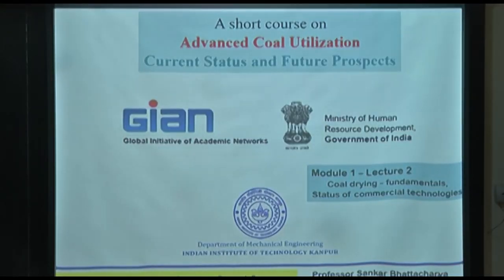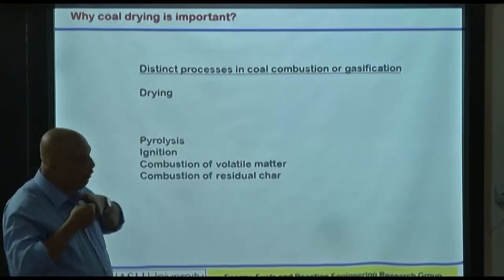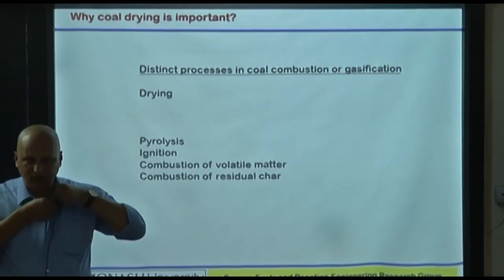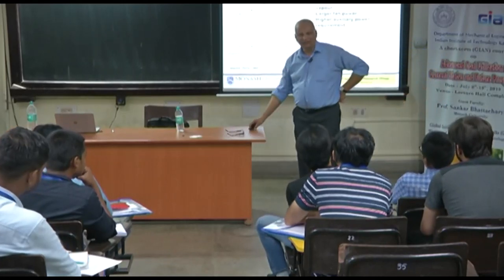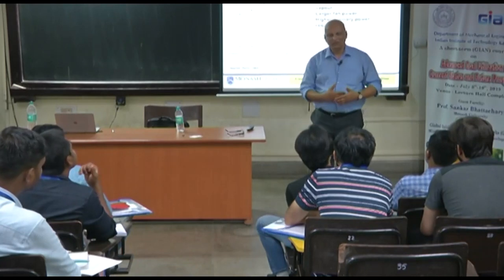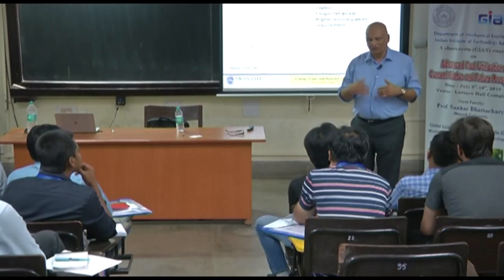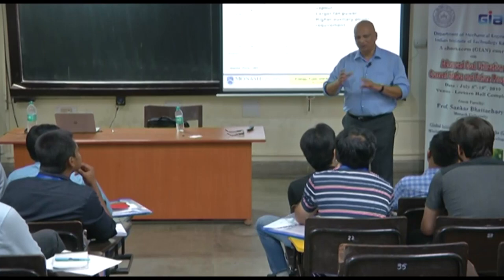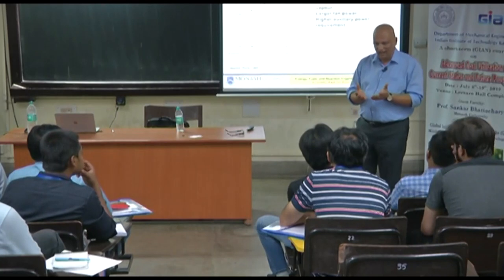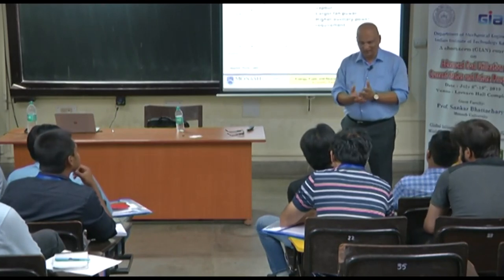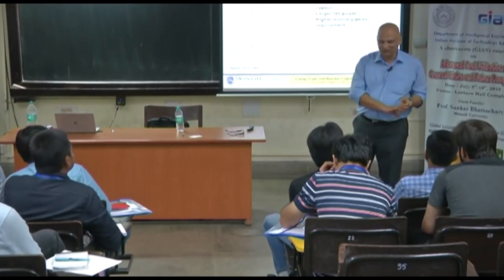So now, I have named this section coal drying fundamentals. The reason I say combustion is faster compared to gasification is that in combustion you always have excess oxygen available. A power station boiler typically operates at 20% excess air, which equates to about 4 to 5% excess oxygen. So you have plenty of oxygen to combust the carbon and the hydrogen. As you can imagine, oxygen at a high temperature can burn anything, whether it's a metal or carbon.